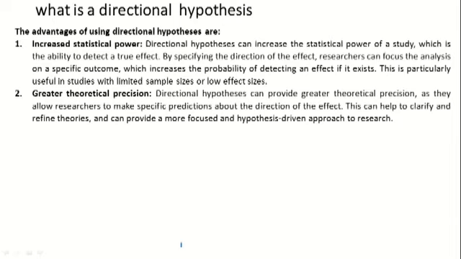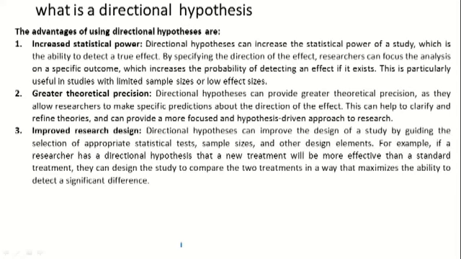Number 2 of the advantages of using directional hypothesis is greater theoretical precision. Directional hypothesis can provide greater theoretical precision as they allow researchers to make specific predictions about the direction of the effect. And this can help to clarify and refine theories, and it can provide a more focused and hypothesis-driven approach to research.